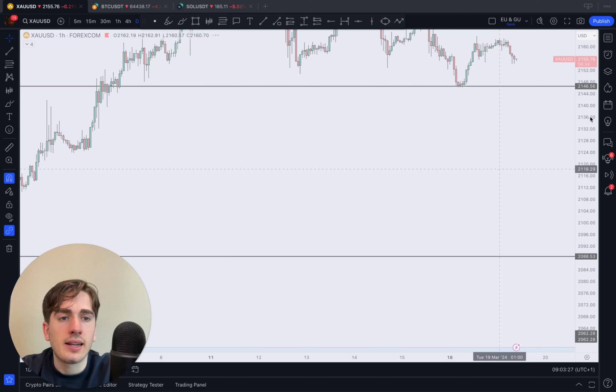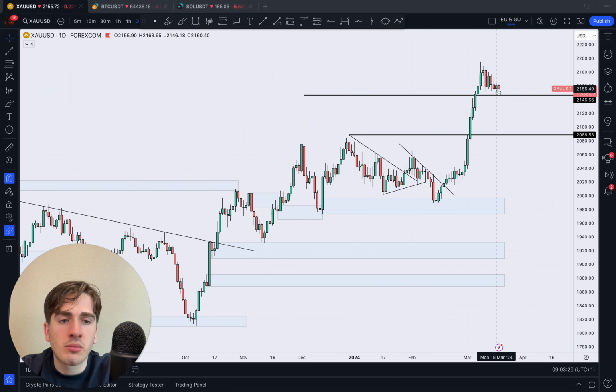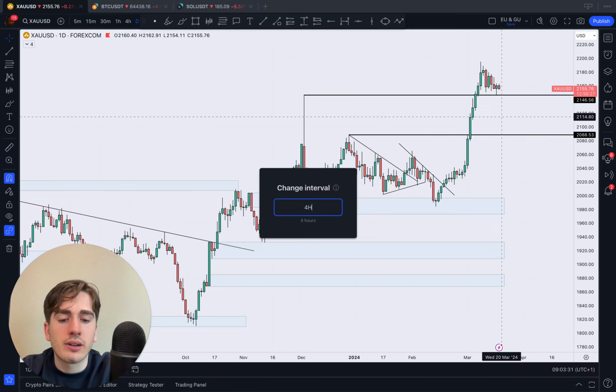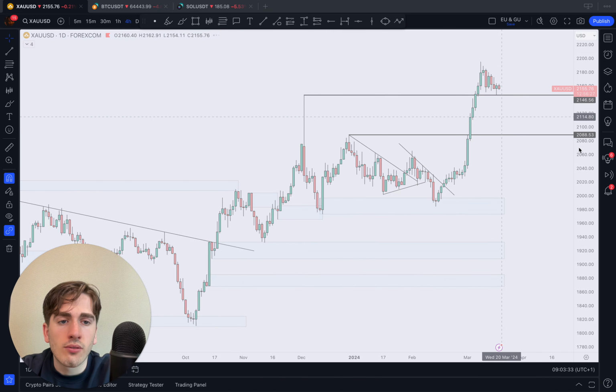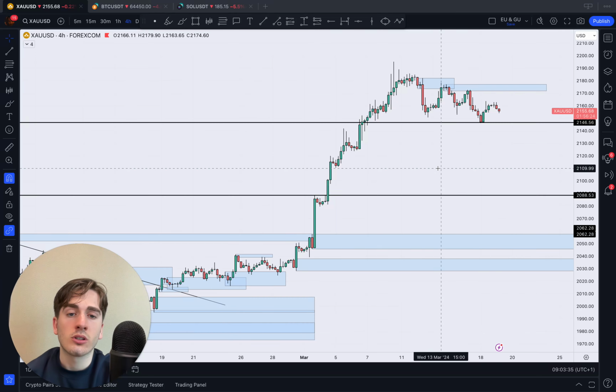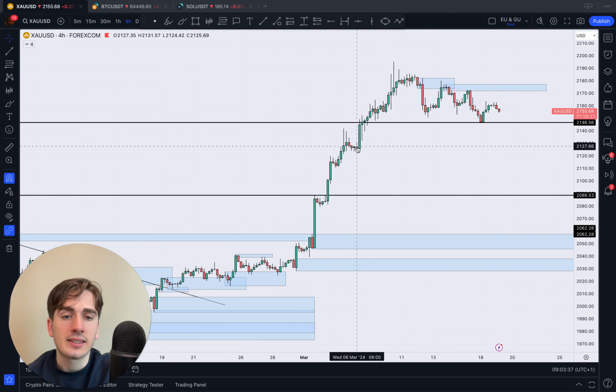No financial advice, because on the daily time frame I would like to see a much deeper correction, especially also on the 4-hour time frame towards lower demand zones. For example, this imbalanced candle over here.